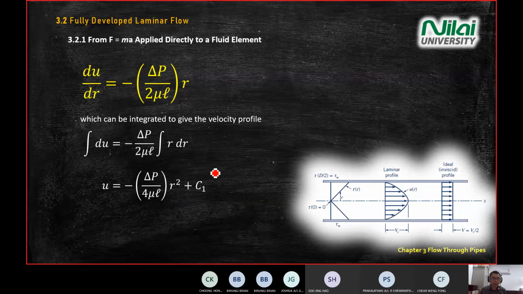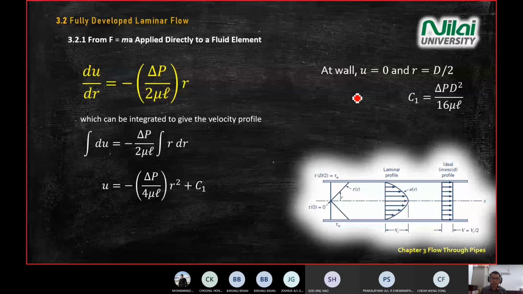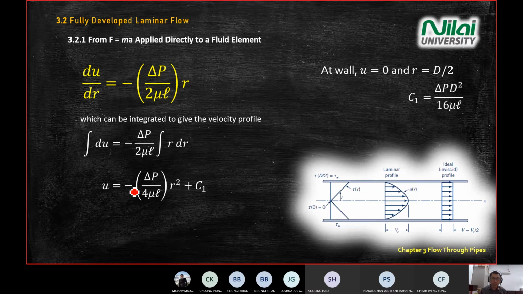All right. So when you integrate, you get a constant value. The strategy we use is to use the boundary condition. What happened at r equal to wall? What happened in the middle? So at the wall, your velocity equals 0, r equals d over 2. So in this equation, u equals 0 at r equals d divided by 2. So your constant C equals this value.